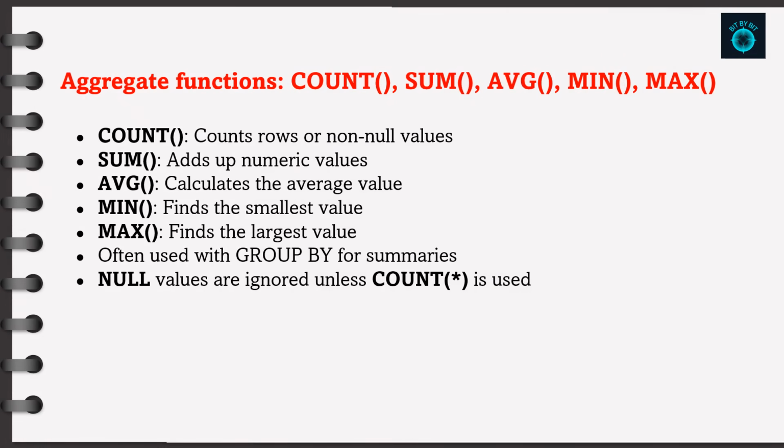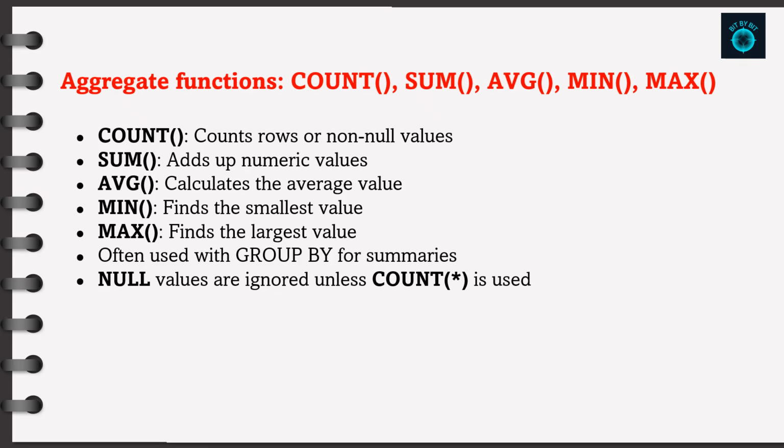Aggregate functions. Aggregate functions let you perform calculations across multiple rows and return a single result. Count is used to count rows. Count star counts all rows, while count column counts only non-null values in that column.